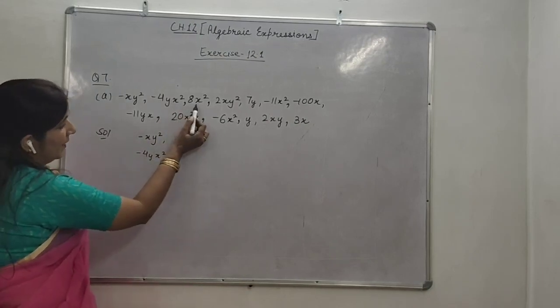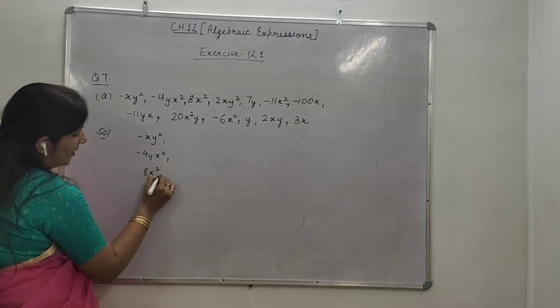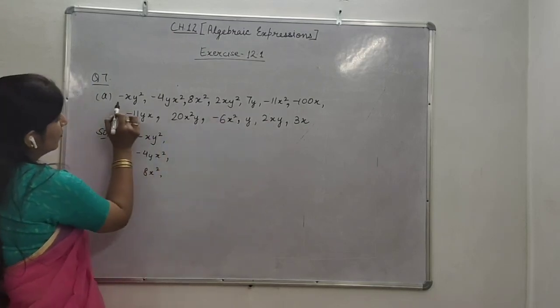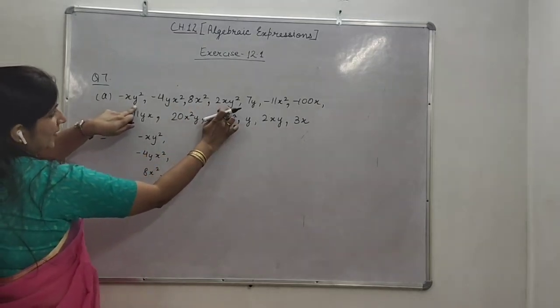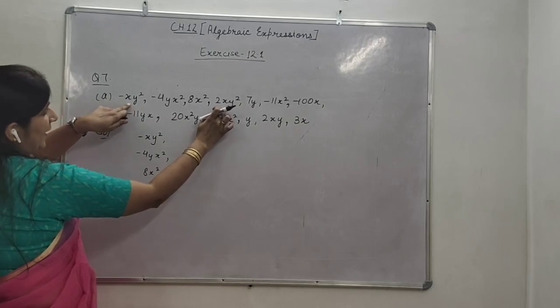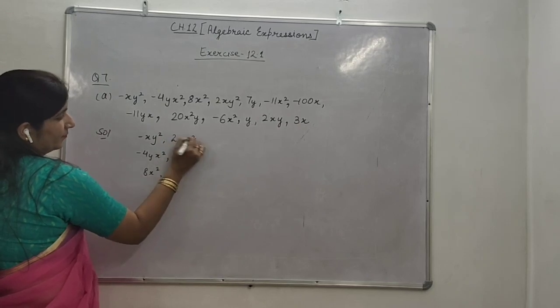Now x square, it is again separate from the other 2. So I am writing it 8x square separately. Now 2xy square. Now you can see here is x and y square. 2 y's are there, similar. So can we say these are the like terms? Yes, we can say these are the like terms. So we can write this along with this.